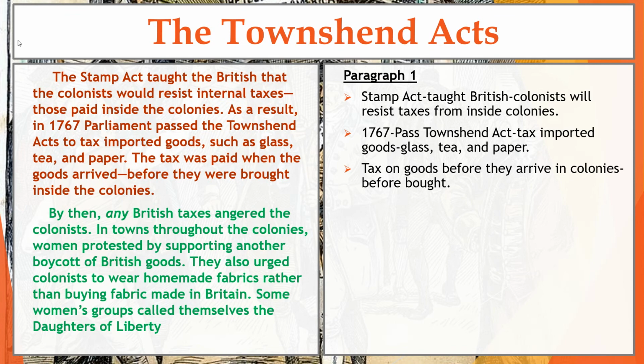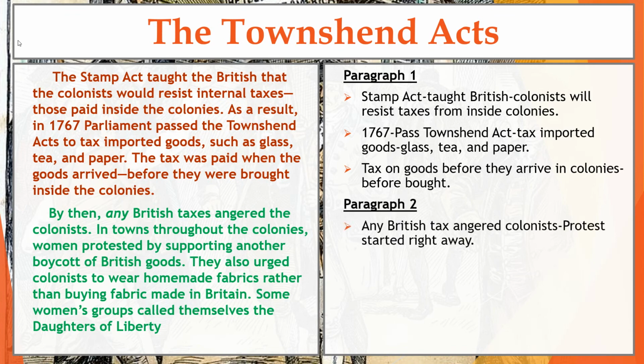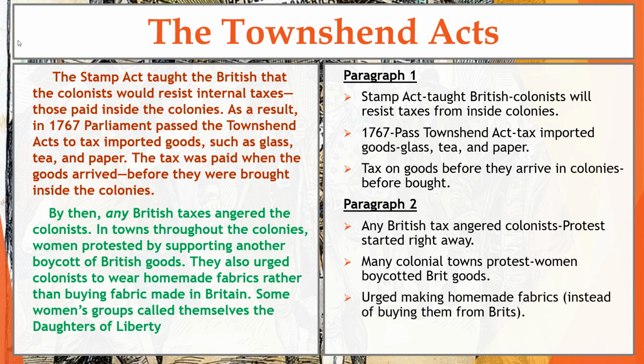So, hey, that brings us to the end of this. And what's the big thing here? Any British tax angered the colonists. Protest starts right away. Many colonial towns protest. Women boycotted British goods, urged making homemade fabrics instead of buying them from the British. Some are called Daughters of Liberty. Now, you notice I did take a lot of notes on these paragraphs, but this is content-rich stuff. It was hard for me not to write things down because there was so much content built into this very short lesson. So, things to keep in mind.